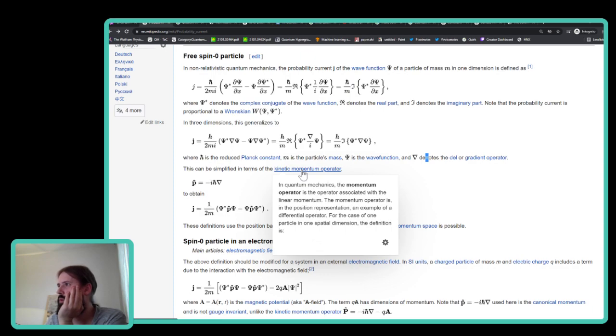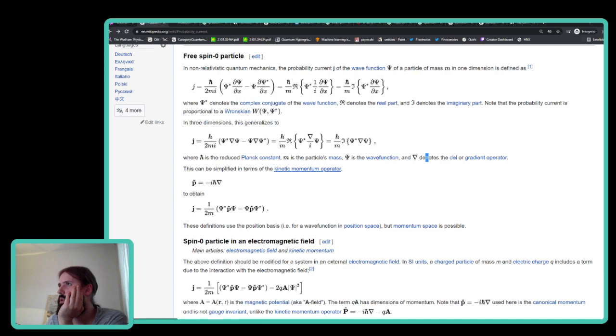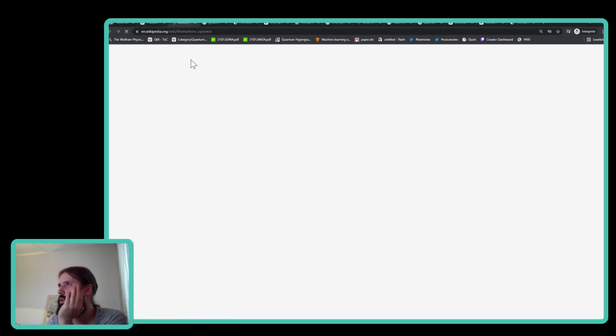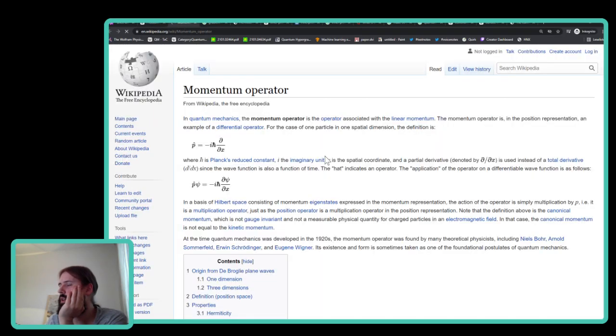The momentum operator is the operator associated with the linear momentum. The momentum operator in the position representation is an example of a differential operator. For the case of one spatial dimension, the definition is... I think I'll need that later, because I think the first exercise of the next section does actually need a change of basis, and I think that's where we have to do a derivative and stuff like that. Okay.